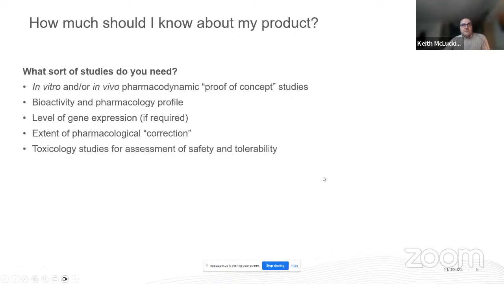So the toxicology studies are for the assessment of safety and tolerability. And then you can use biodistribution studies to look at the persistence, the clearance, and mobilization of your cell therapy or your gene therapy.